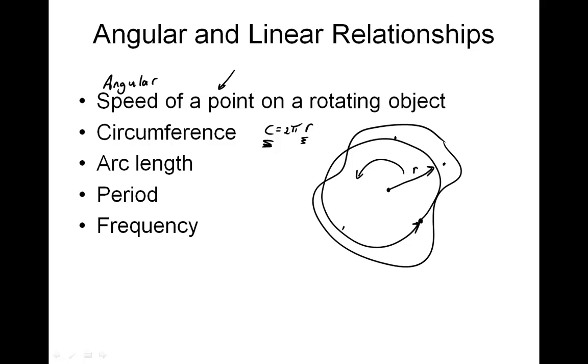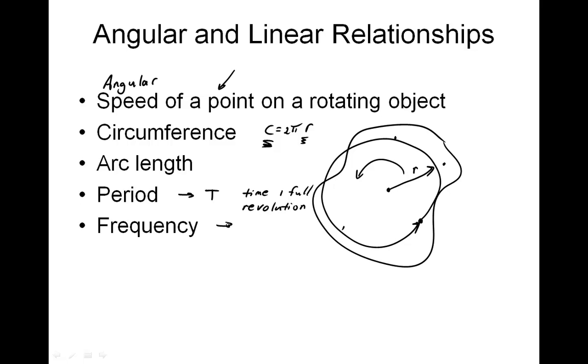So that amount of time is referred to as the period of rotation, and we use the letter T for the period. So this is the time it takes for one full revolution, right? The time for one full revolution. That's the period of the rotation.